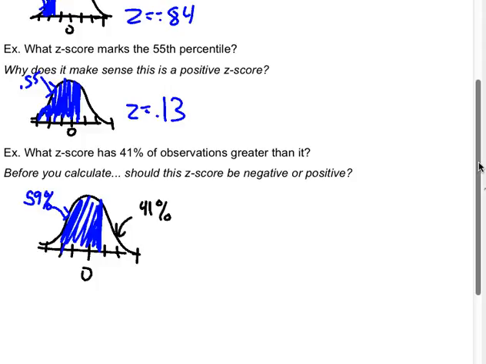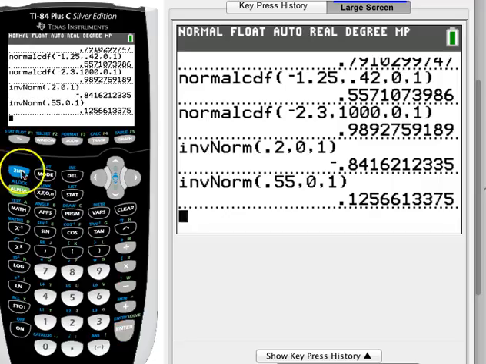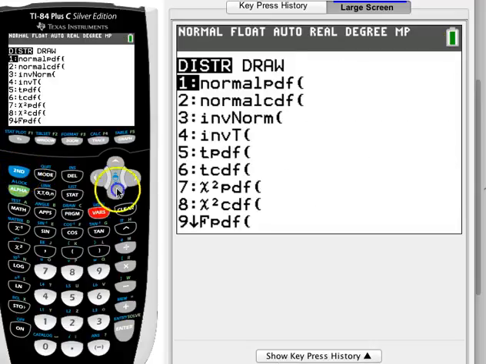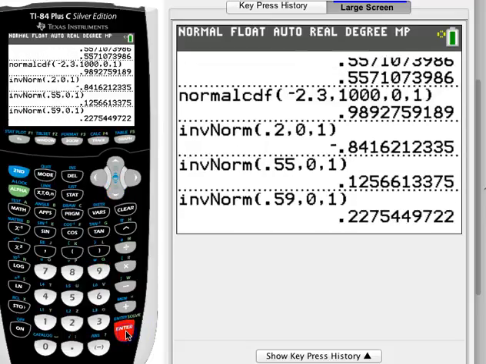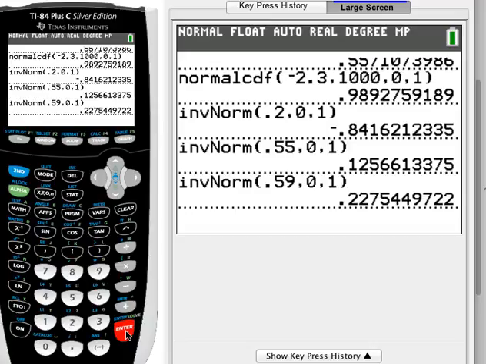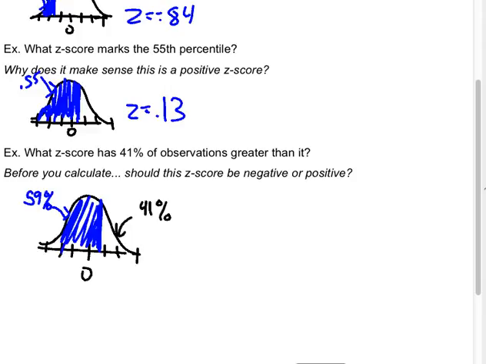So make sure that when you go plug this in, if 41% is greater than it, 59% is less than the z-score that we're looking for. So what's our z-score? About 0.23. And it makes sense it's positive because it's going to be above the mean.